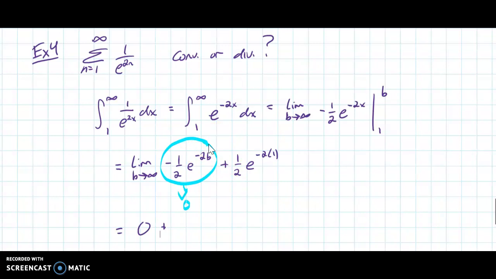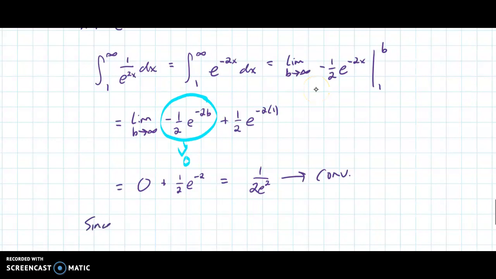Plus 1/2, whoops, I'm thinking and writing at the same time, e to the negative 2. We could write this as 1 over 2e squared. But the bottom line is that this integral doesn't go to infinity. It doesn't diverge. It converges. Since the corresponding integral to the series converges, the series also converges. So here's where I'm going to go back in and squeeze in S sub infinity, and I'm going to say, since the integral converges, S sub infinity also converges by the integral test.